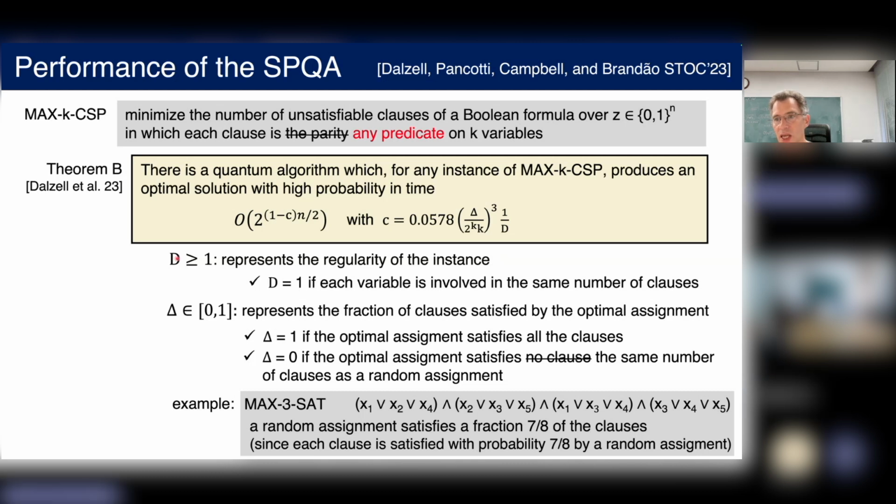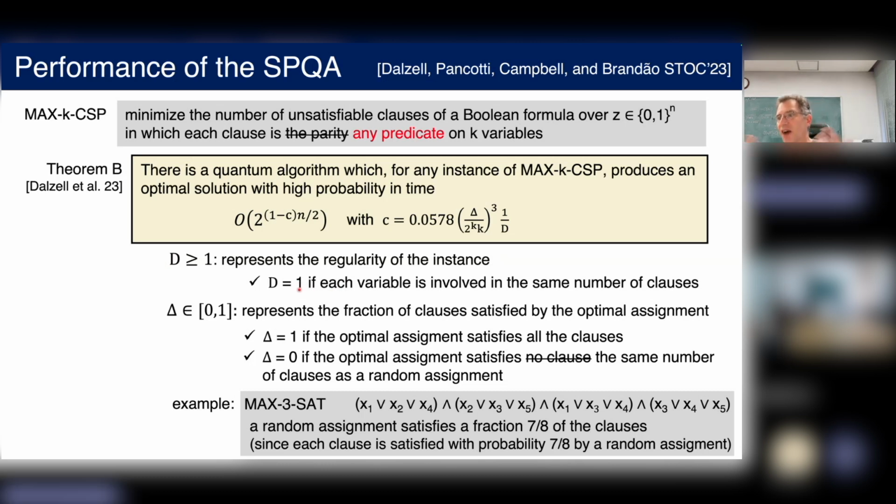Yes. So D is larger than 1, so it can be up to something like n. Okay, but it can't be exponential or something? No, it cannot be exponential. It's at most a polynomial. Yeah. Okay, thanks. Yes.